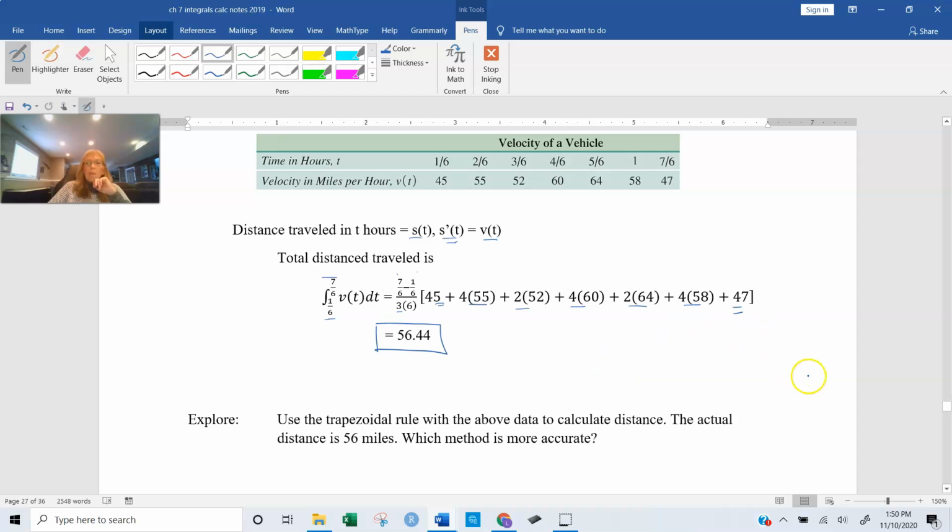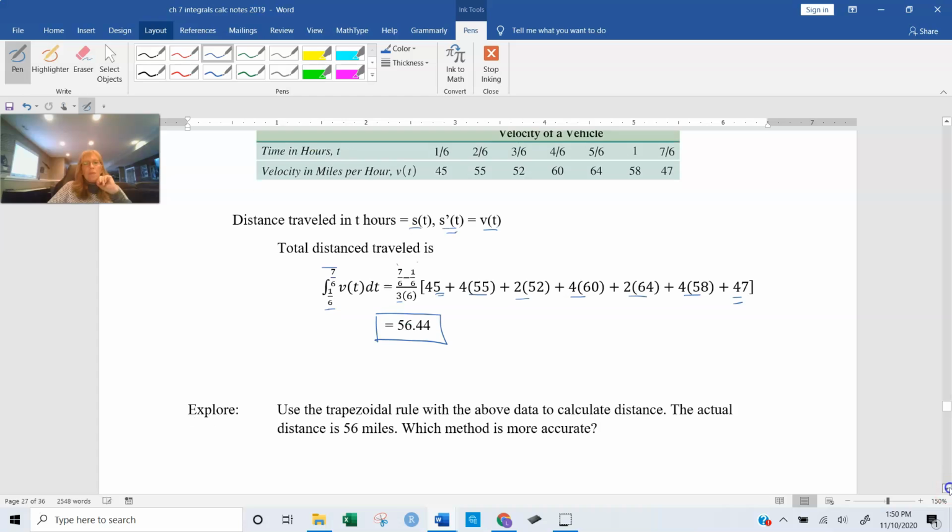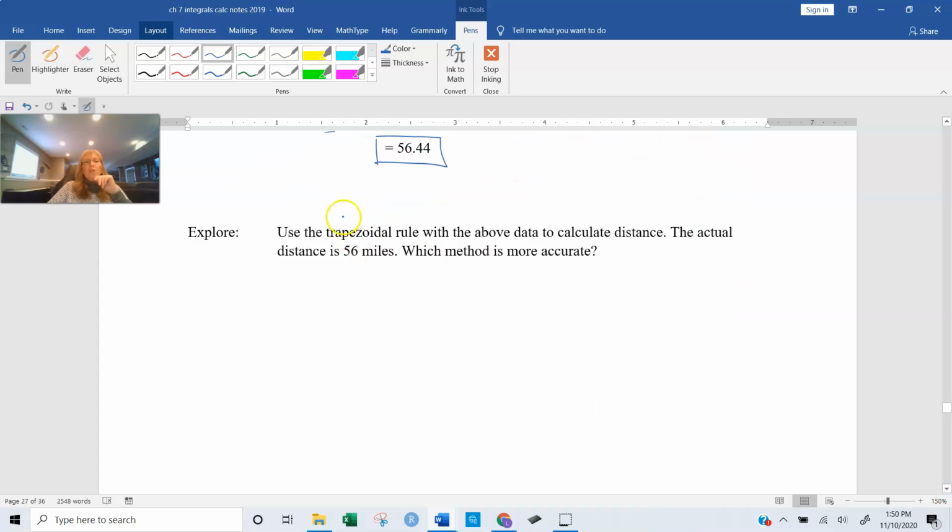Not bad, right? Okay, you do the exact same problem, except I want you to use the trapezoidal rule with the above data to calculate the distance. The actual distance is 56 miles. So this guy right here is over by 0.44 miles. Which method is more accurate is what I want to know. In this instance, it's not always the same. So pause and try yours.